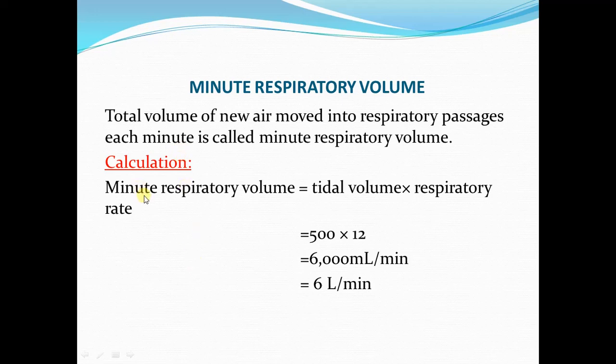We can calculate the respiratory minute volume by multiplying the tidal volume with the respiratory rate. The tidal volume is 500 ml and the average respiratory rate is 12 breaths per minute. So the minute respiratory volume is 6000 ml per minute or 6 liters per minute.